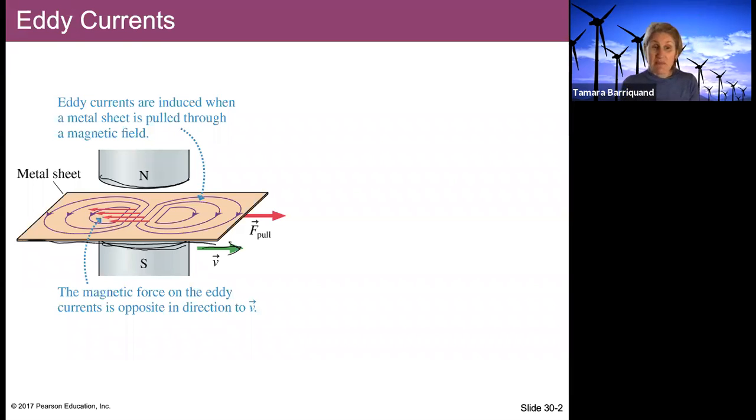And in this case, it's a big metal sheet. So instead of just having a current going around a loop, we actually have currents inside the metal sheet. And these currents, as we saw, will then have a magnetic force equal to ILB. And we saw that this is always opposite to the direction of the motion, so this becomes a retarding force.